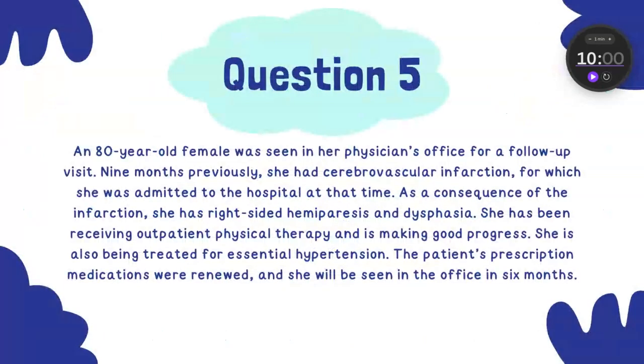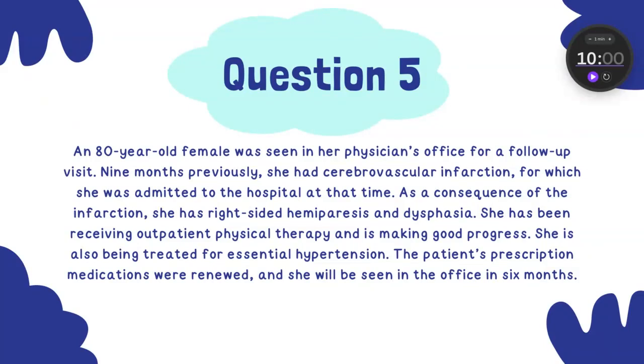The last one for cardiovascular. An 80-year-old female was seen in her physician's office for a follow-up visit. 9 months ago, she had a cerebral infarction for which she was admitted to the hospital at the time. As a consequence of the infarction, she has right-sided hemiparesis and dysphagia, and that's dysphagia with an S-I-A and not a G-I-A. She had been receiving outpatient PT, making good progress.